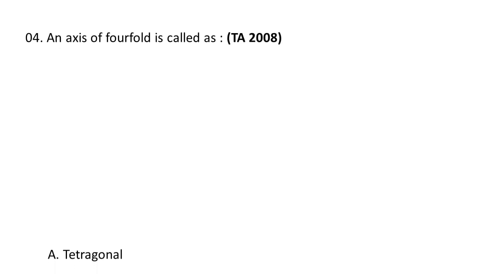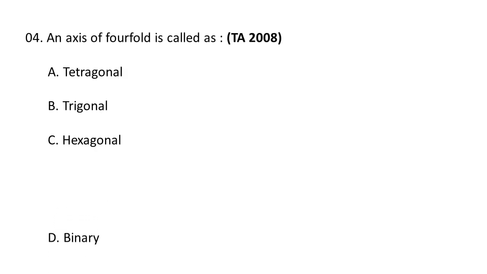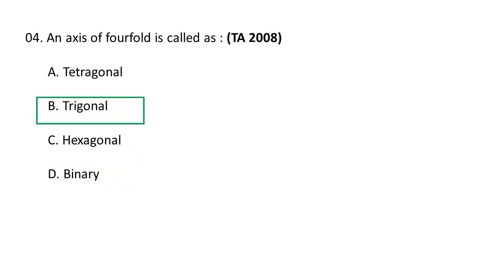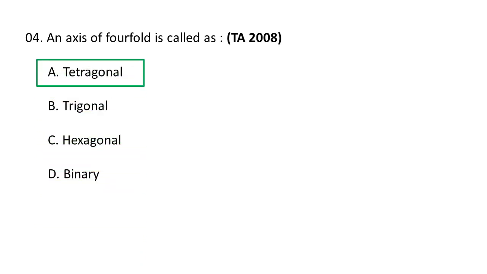Next question. An axis of fourfold is called as a, very simple question, A tetragonal, B trigonal, C hexagonal and D binary. An axis of fourfold is known as a tetragonal axis, and a tetragonal axis is the characteristic of the tetragonal crystal system, which is one of the 7 crystal systems, and the tetragonal axis is a fourfold rotation axis. When a tetragonal unit cell is rotated 90 degrees around the tetragonal axis, the atoms return to their original positions.